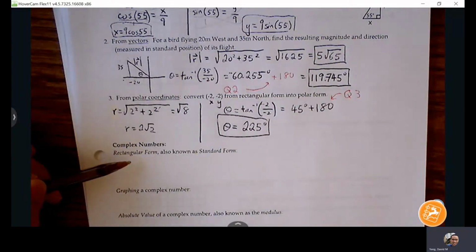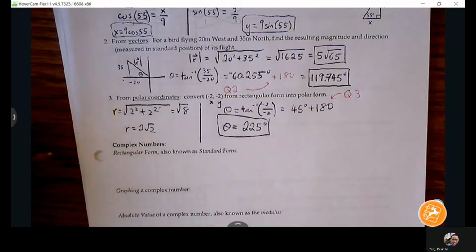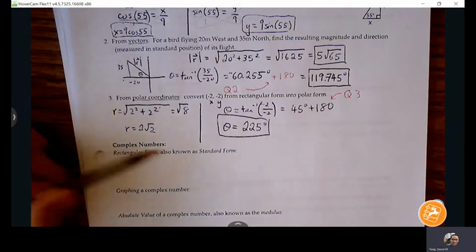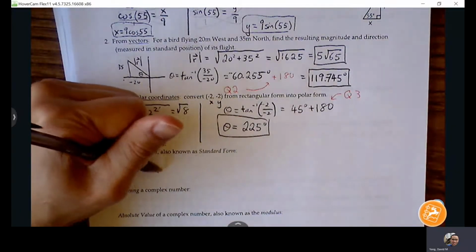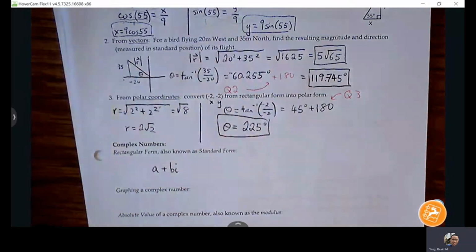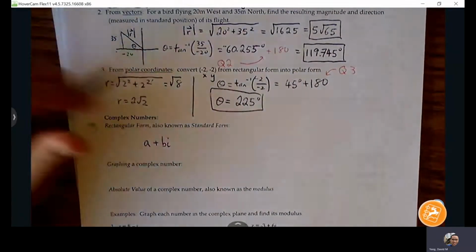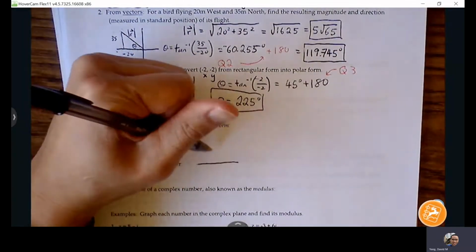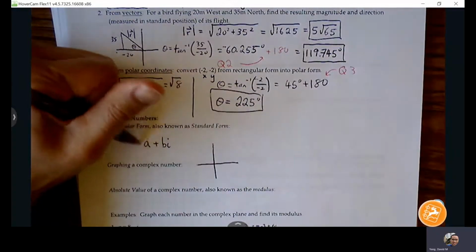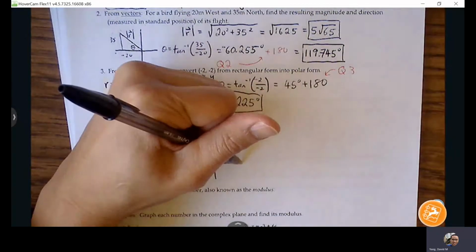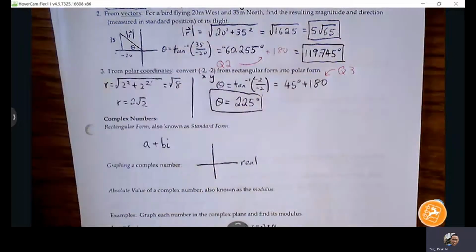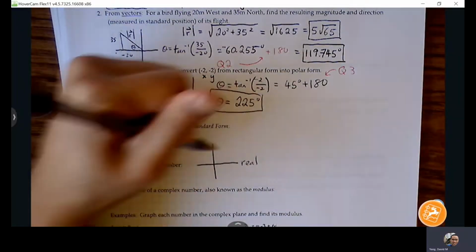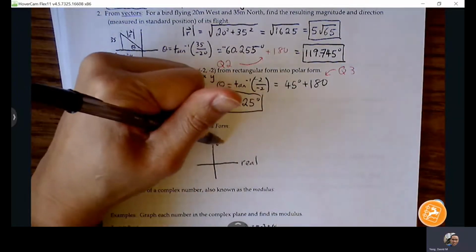Rectangular form. Okay, a complex number in rectangular form or standard form is a plus bi. If I want to graph something in complex number form, just know that your first number, your real number component, is going to be your x value, and then your imaginary component is going to be your y value.